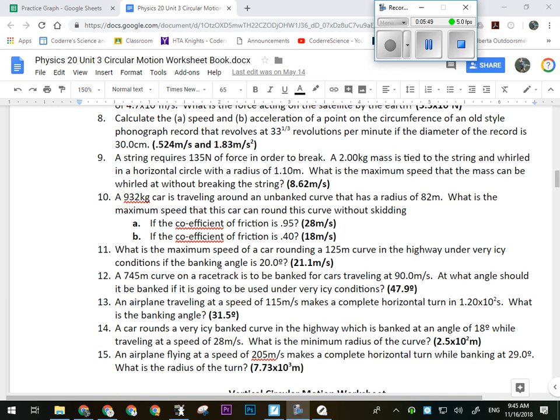In terms of wording, if it says, like in question 11 here, what's the maximum speed of a car rounding a 125-meter curve? That's the radius. Curves are always described in terms of their radius or by reference to their radius. So if it says a 125-meter curve, it's a curve with a radius of 125. It's not the circumference.